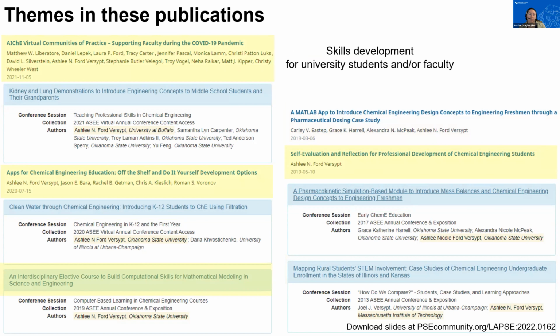Some of the skill development focuses at the college student level. So this is computational skills for undergraduate and graduate students and professional development skills for chemical engineering students. But then some of this focuses on the faculty level. So the virtual community of practice was about faculty development, and the apps for chemical engineering education paper had an emphasis on equipping faculty to use and even develop some of their own apps. So with these themes, you'll see those themes recur throughout the rest of this talk.